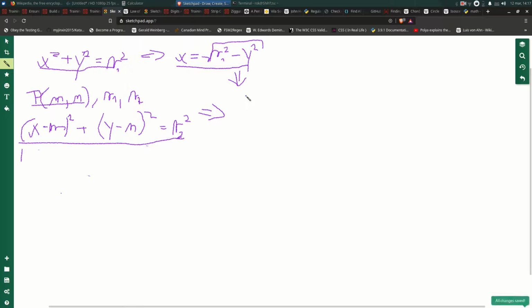So now we have r1 squared minus y squared minus m squared plus y minus n squared equals r2.